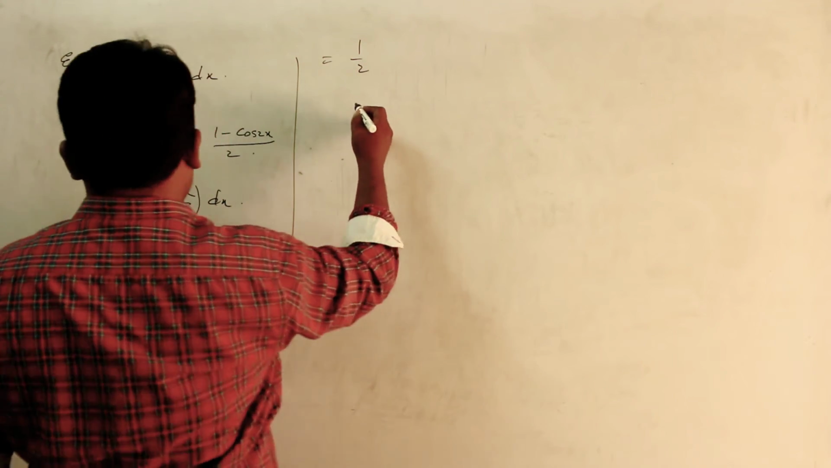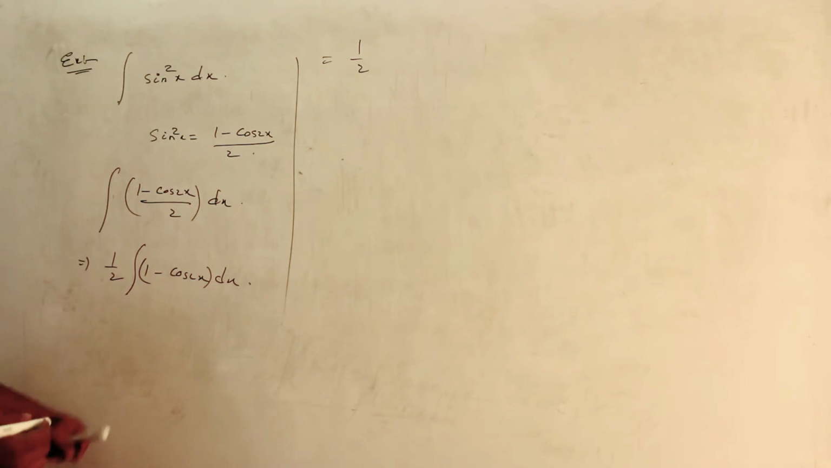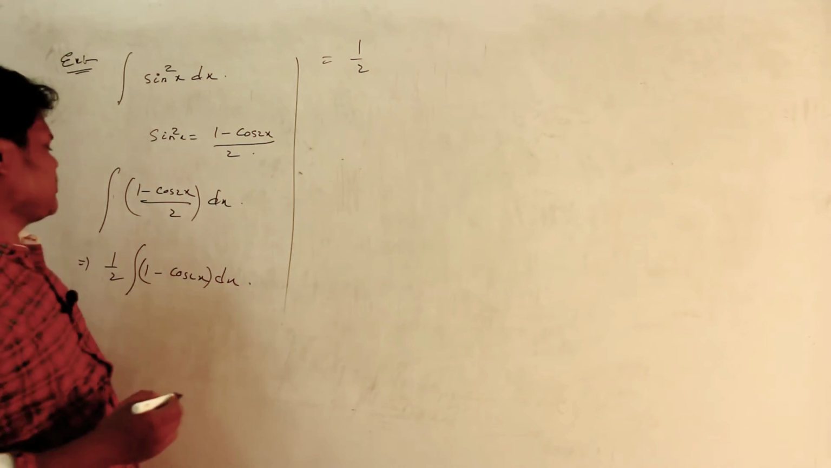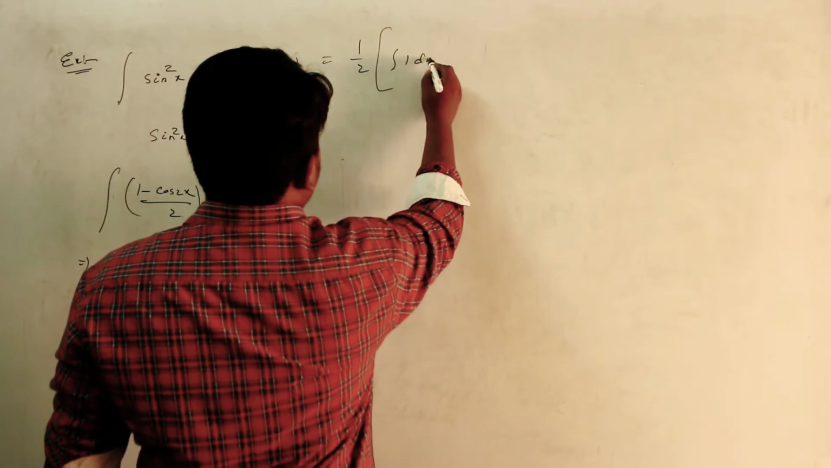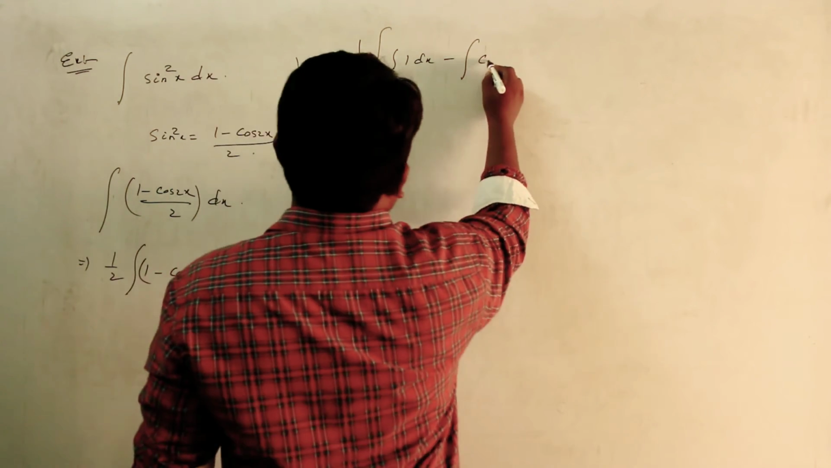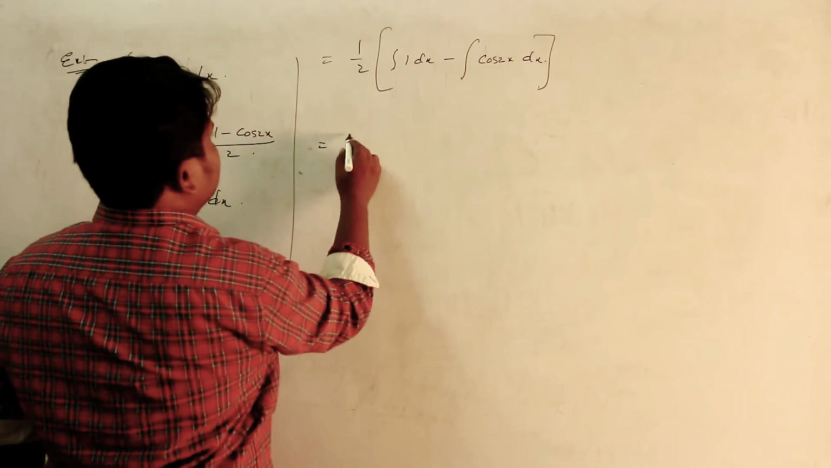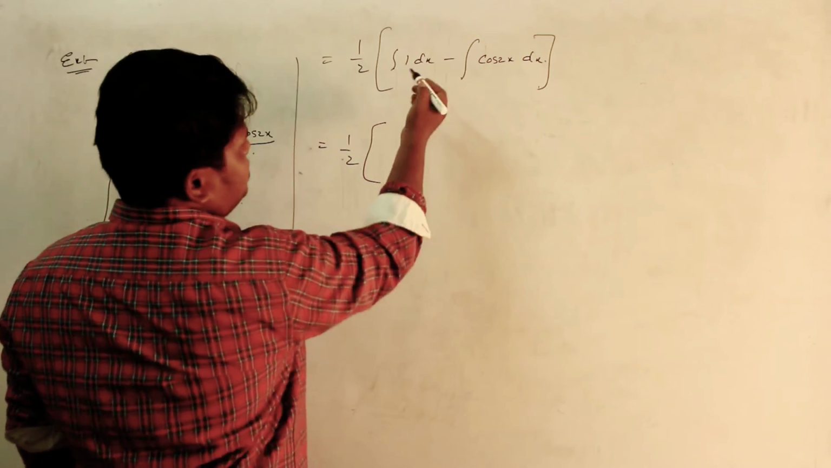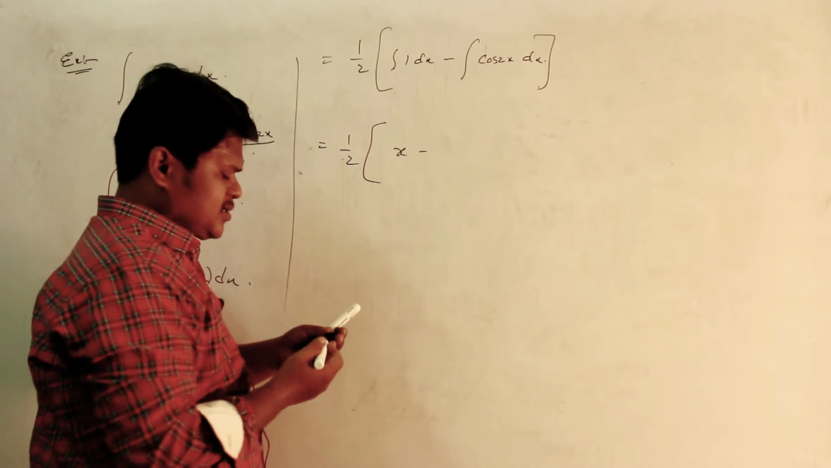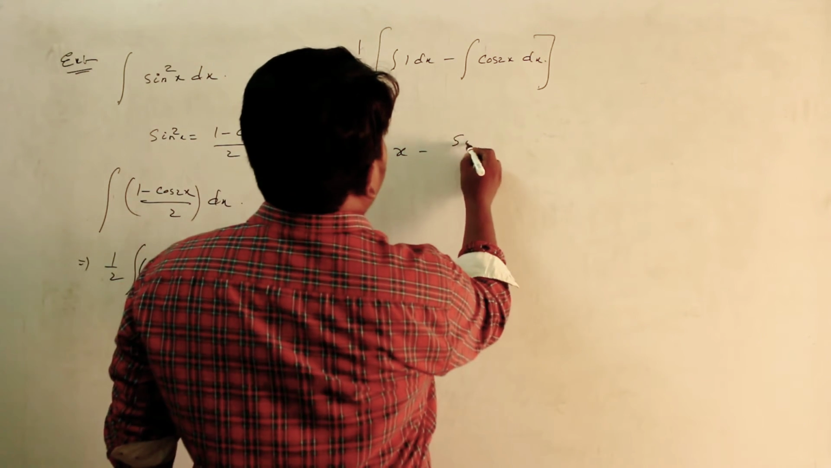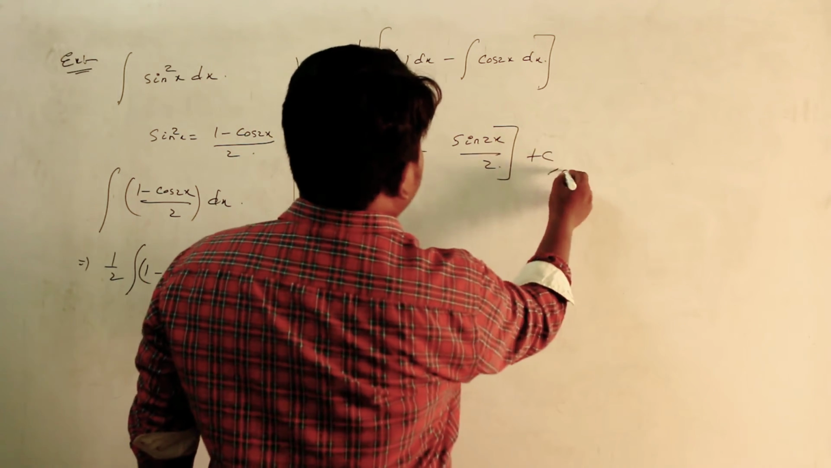Therefore half into, here there are two terms present, so we can apply integration to each of these terms. So half into integration of 1 dx minus integration of cos 2x dx. Integration of 1 dx we know is x, minus integration of cos 2x is sin 2x divided by 2, plus c. This is our answer.